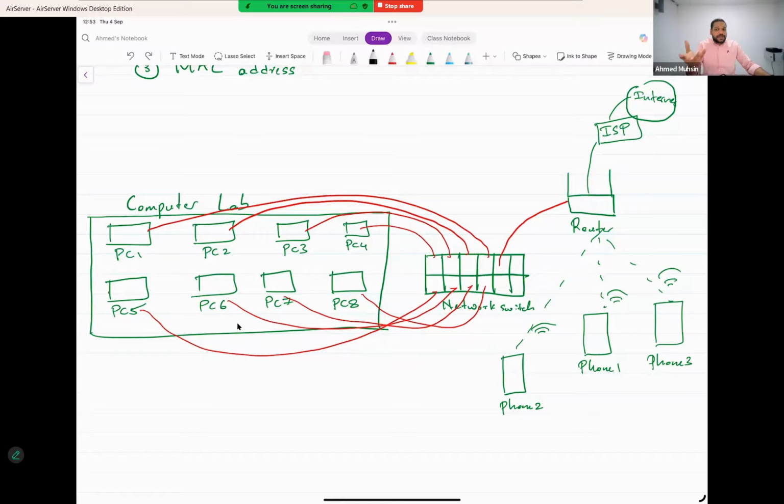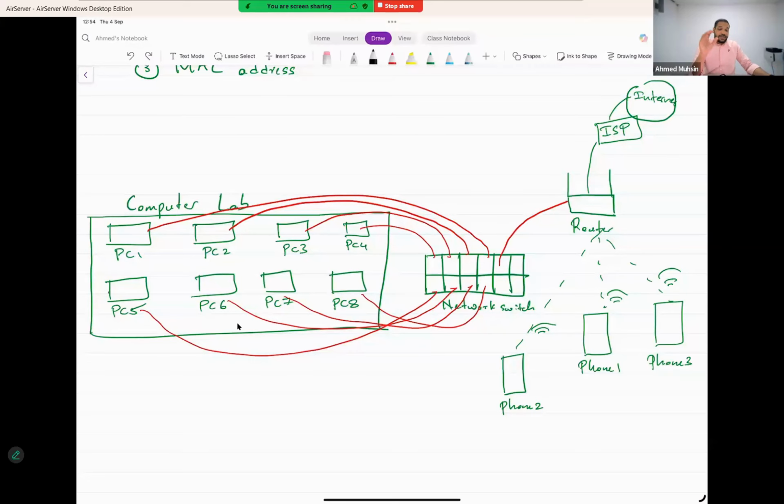A switch can connect what type of devices? Wired devices only. And it's a smart one. It can connect wired devices and send data packets only to a particular device by reading every data packet's MAC address. When it comes to routers, are routers also smart?